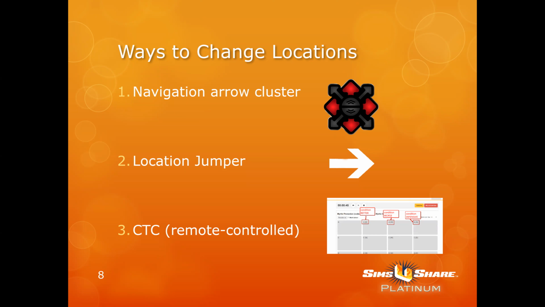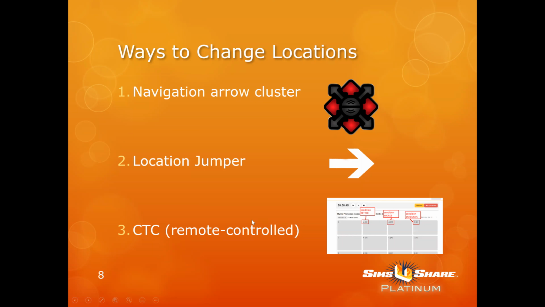Location jumper also has a special property where it can be timed to jump. Whereas the arrows in the navigation cluster, you have to press on them or use a keyboard. I'll show you how that works. Location jumper can be set to go after 10, 15, whatever number of seconds, to transition to another slide. So you can automatically walk people through a scene or through conditions.